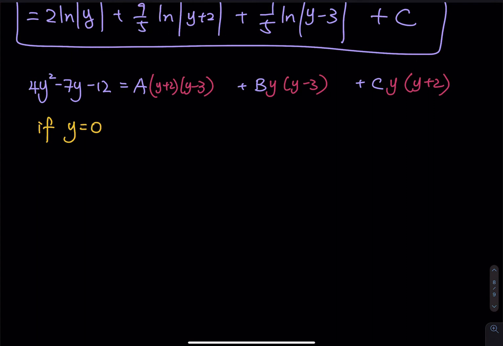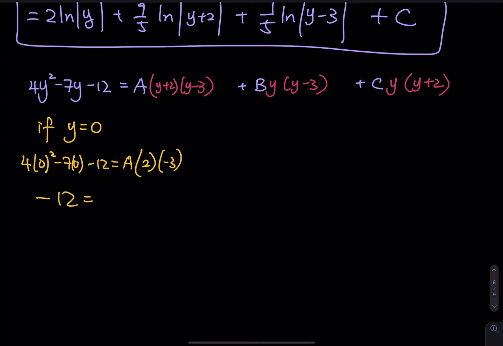So on the left hand side, when you plug in the 0, 4 times 0 squared minus 7 times 0 minus 12 equals A times 0 plus 2, 0 minus 3. So what is that equal to? That equals negative 12 on the left hand side, and then negative 6A on the right hand side. So A is equal to 2. Look at how easy that is. No distribution, no system. I just got the A for you in a few lines.